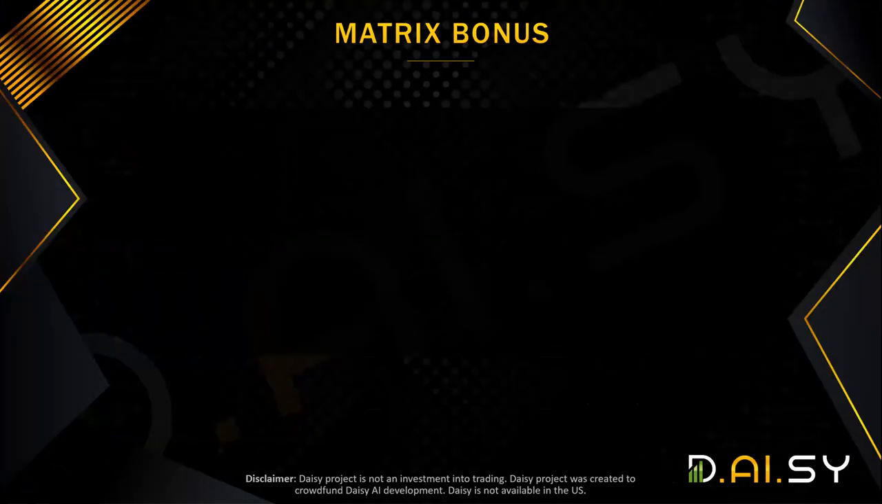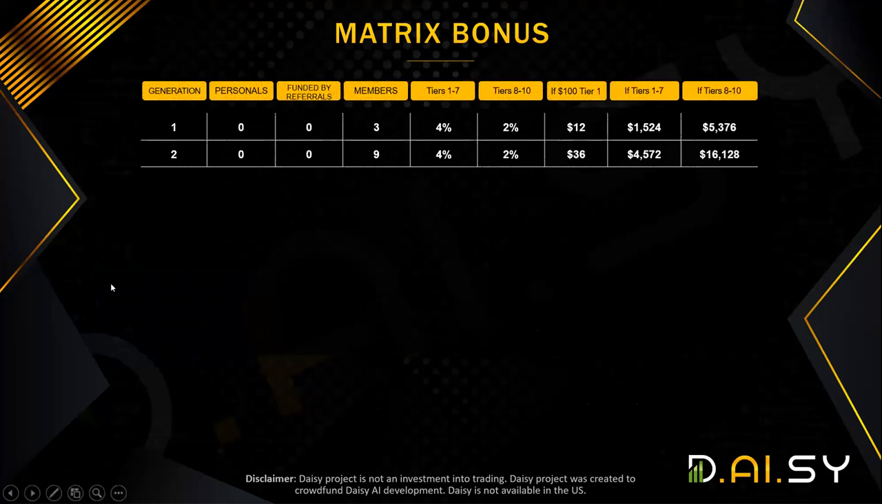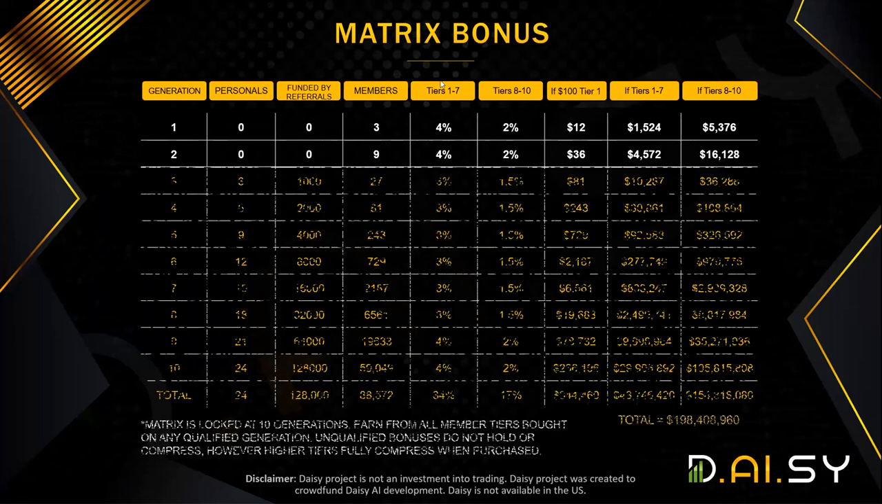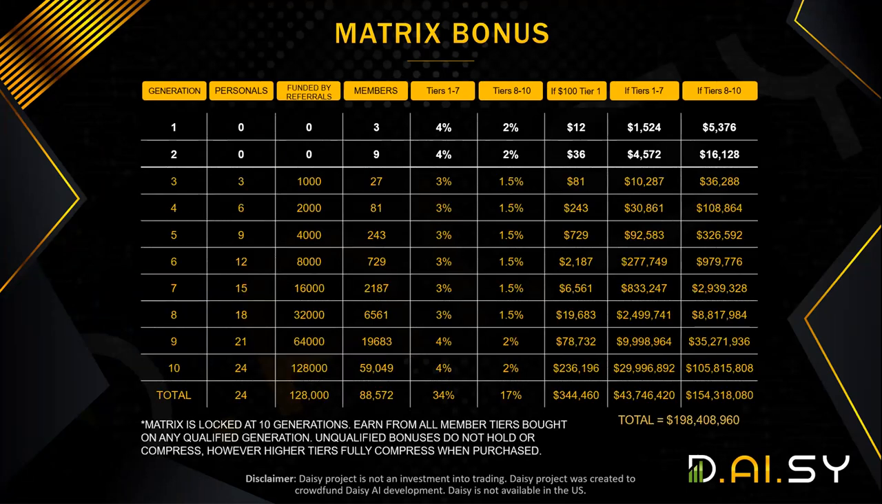Now let's look at the matrix bonus. For everyone, whether you refer somebody or not, matrix levels 1 and 2, generations 1 and 2, are open for you. In the first 48 hours after you join, whether you join today or a year from now, the entire matrix is going to be open for everyone. After the 48 hours are done, you'll only be earning here.